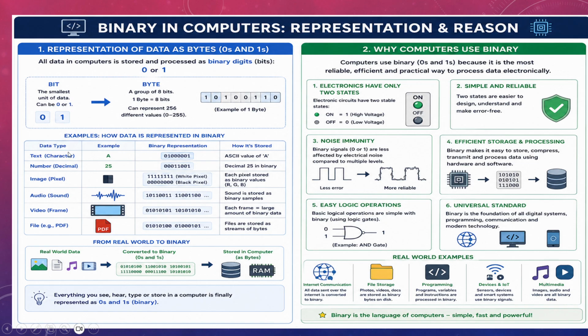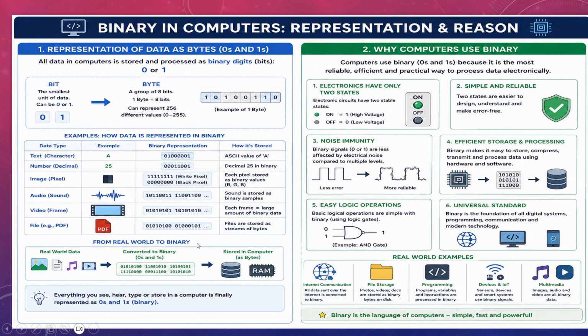For example, for text it can be A, and the binary representation would be this. The number 25 has this binary representation. An image is made of pixels. Now how is this stored? The text is stored as its ASCII value, and the number is stored as decimal 25 in binary. For an image, the pixels are combinations of ones and zeros, and each pixel is stored as binary values. Even audio is stored as binary samples, a combination of ones and zeros. Video is also the same. Files are also the same, a stream of bytes.